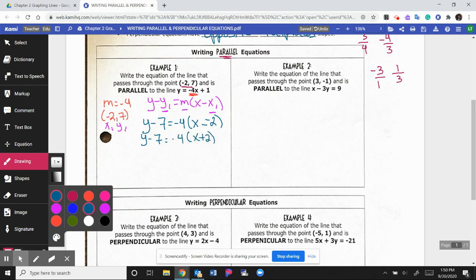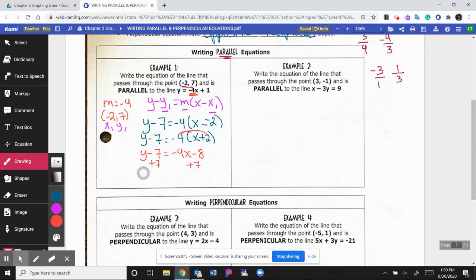From here, you're just really solving. I want to now distribute that -4 in. y - 7 = -4x - 8. Add 7 to both sides, and you get y = -4x - 1. That is your equation that is going to be parallel to the equation that was originally given to you, and it's going to go through the point (-2, 7). You could check this by graphing it if you really wanted to, but that's not always necessary.